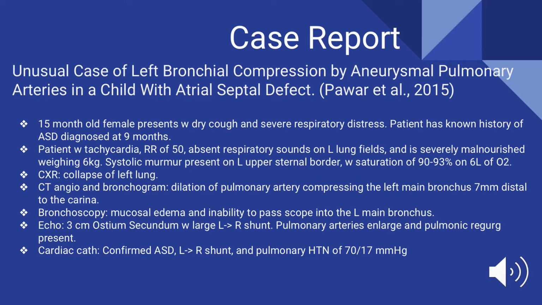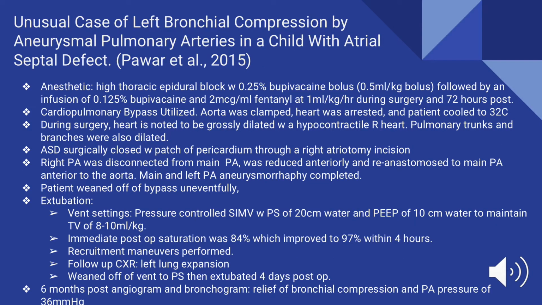Echo showed 3 centimeter ostium secundum with large left to right shunt. Pulmonary arteries are enlarged and pulmonic regurgitation was present. Cardiac cath confirmed the ASD, the left to right shunt, and pulmonary hypertension of 70 over 17 millimeters of mercury. So this patient underwent open surgical procedure.